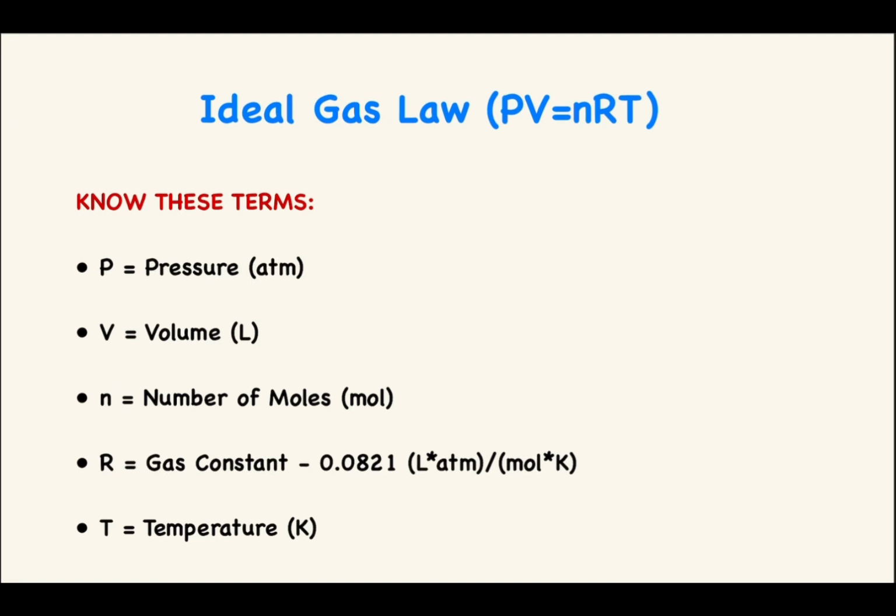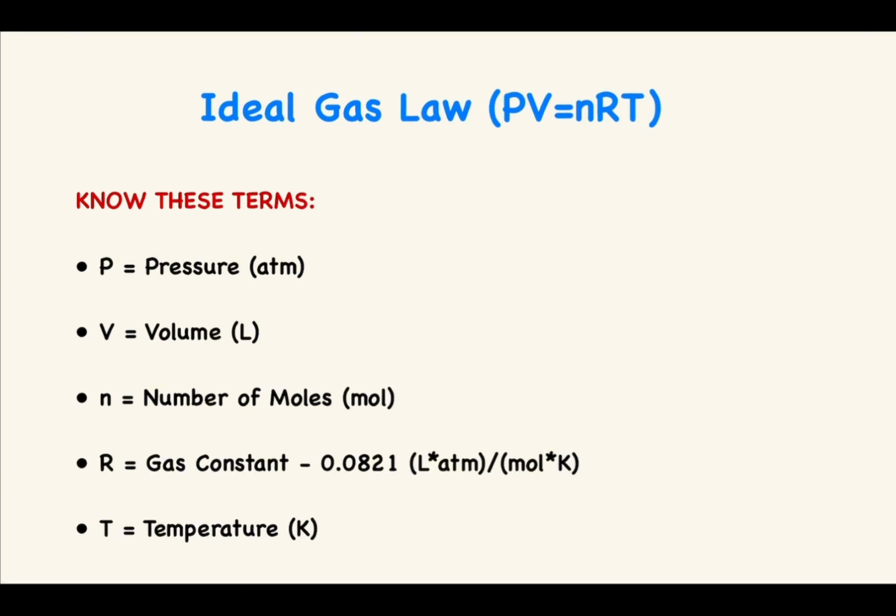So the first one's going to be P, that's just going to stand for pressure, and its units are going to be atm. Then you have V, which is just volume, and that'll be measured in liters. Then you have n, and that's the number of moles, and I'll just be using the unit mole. And then the gas constant is going to have the units of all the other terms on this list, so it'll have liters, atmospheric pressure, mole, and kelvins. And then the final one, temperature, that's just measured in kelvins.